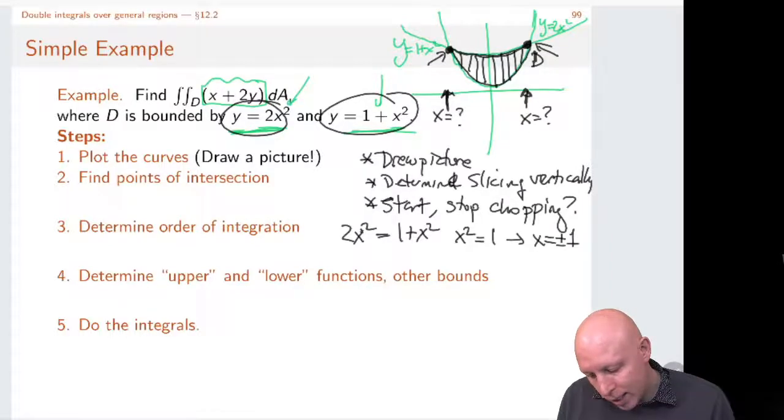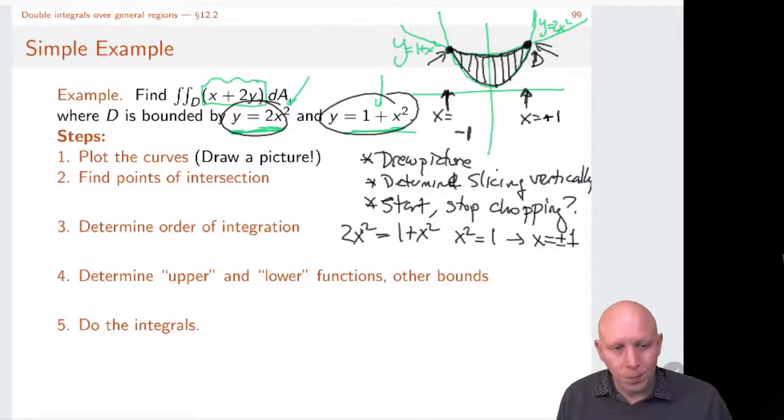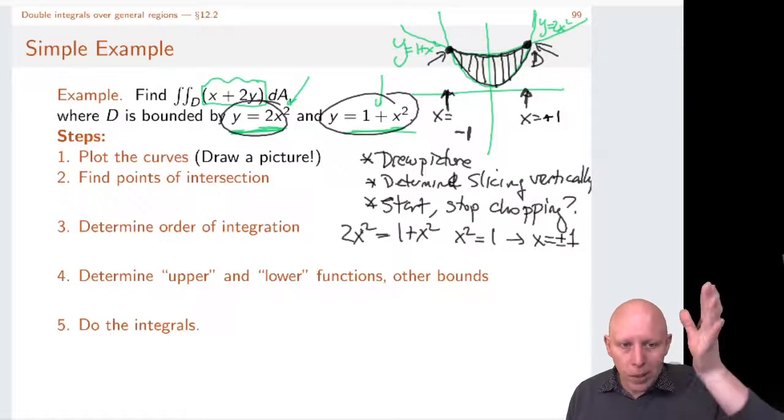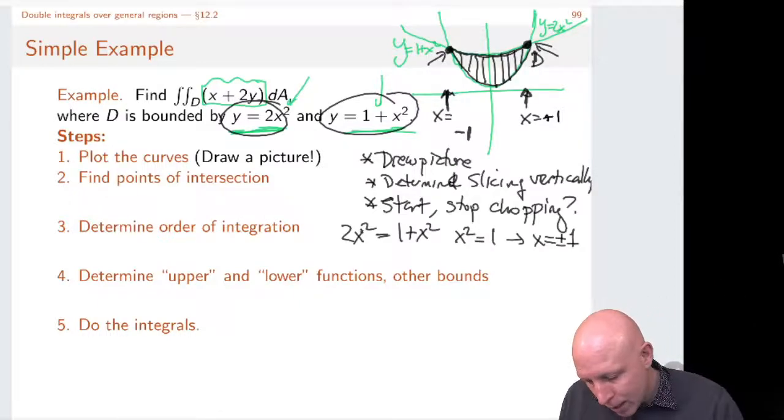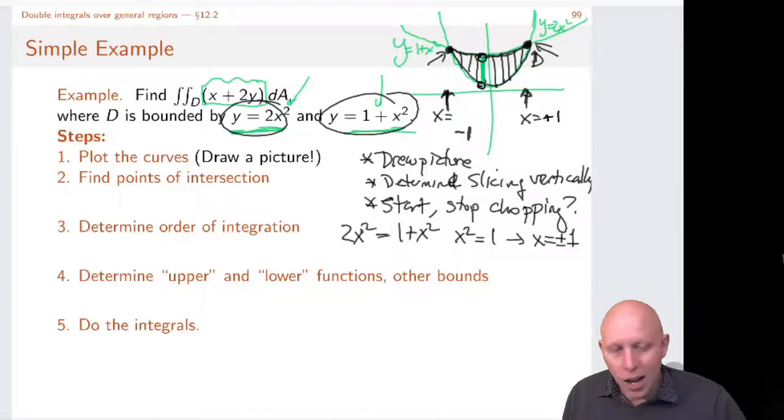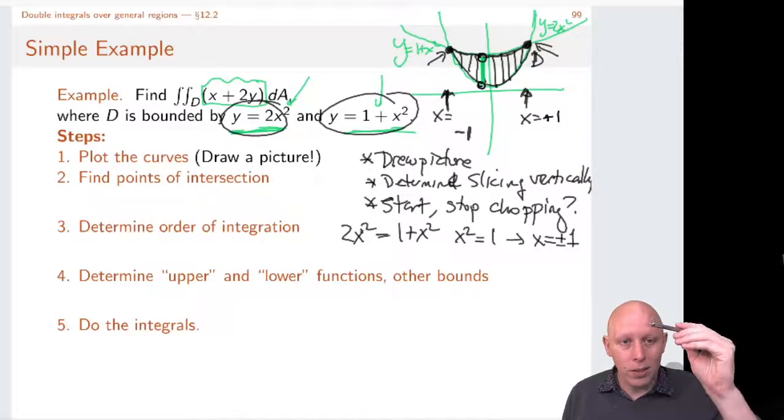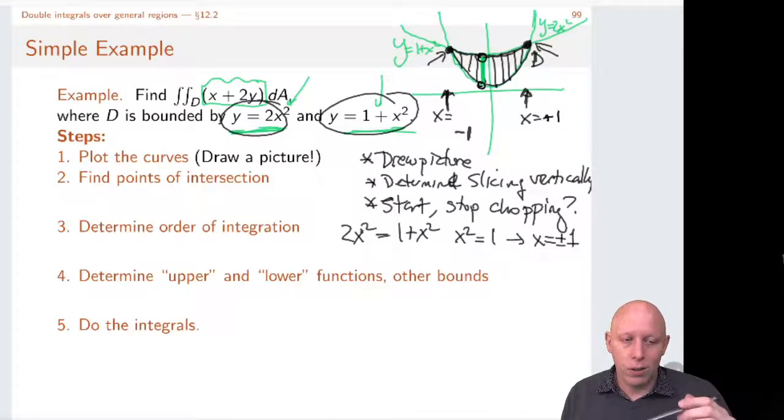So what that's saying here is that I start at x is equal to -1, and I go up to x is equal to +1. All right, so that's where I start chopping, that's where I stop chopping. Now, for a vertical slice here, I need to figure out where the top part of the function is, where the bottom part of the function is. What's the top function, what's the bottom function?